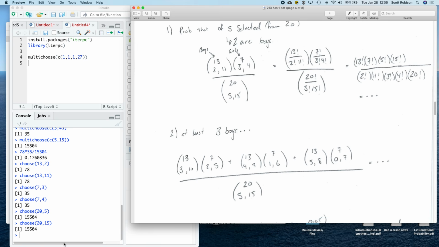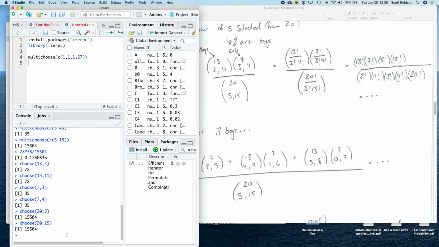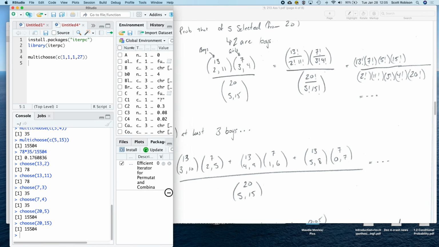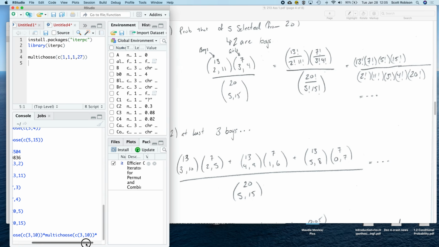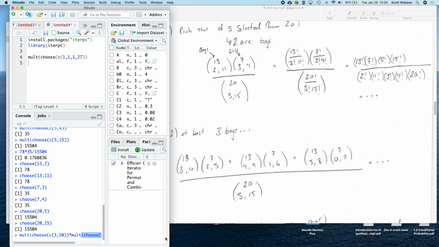Okay, so then here, if I was just going to do the numerator really fast, let me see if I can see all of this. I'm going to say multi-choose, this is 3, 10. Okay, so that's going to take care of that. And then I'm going to say multiply that. And I'm going to do some copying and pasting here. Okay, and then the second term is a 2, 5. As you can see right here, it's a 2 and a 5.